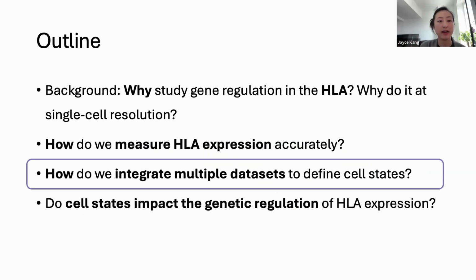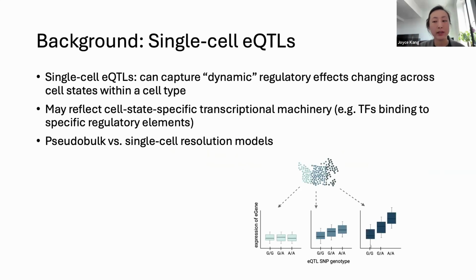Great. Now we can talk about how we integrate multiple data sets to define cell states. Everything up until this point we could have basically done with bulk RNA-seq, since we used a pseudo-bulk model in the previous results. But now we wanted to look at each single cell individually and incorporate cell state into the model. Single cell eQTLs, like I mentioned earlier, can capture dynamic regulatory effects changing across cell states. One key question in formalizing these models is how to define the cell state variable. We need some way to label the cells or order them along some variable that can be captured in the model.